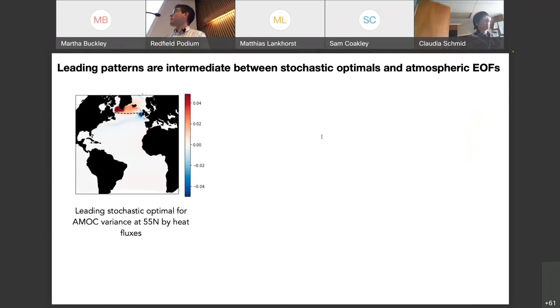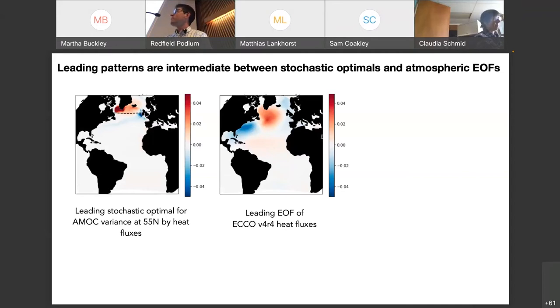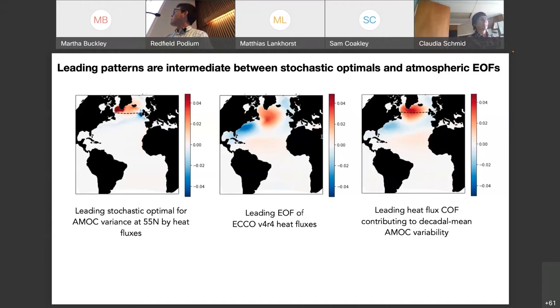We can start out by thinking about what the leading pattern is, the stochastic optimal for AMOC variance at 55 north by heat fluxes. So this is what the ocean model wants to see. If you wanted to really excite variance, you'd give it this pattern. By contrast, this is the leading EOF of heat fluxes that we see computed over the roughly 30 years of the ECCO solution. So this is more characteristic of what we think of as atmospheric variability patterns, larger in length scale. But now if we combine these two things, or use this COF approach, we obtain this third pattern, which is somewhere in between both of these things.